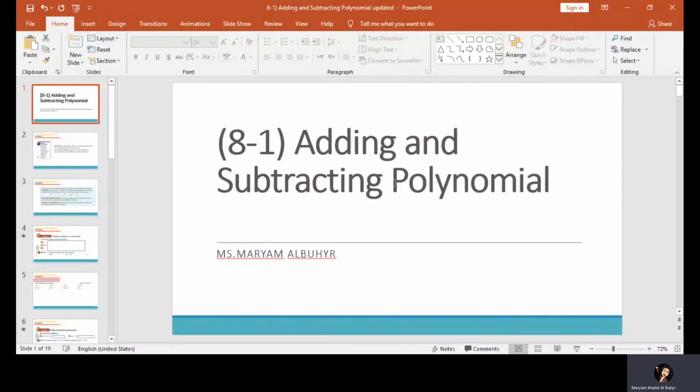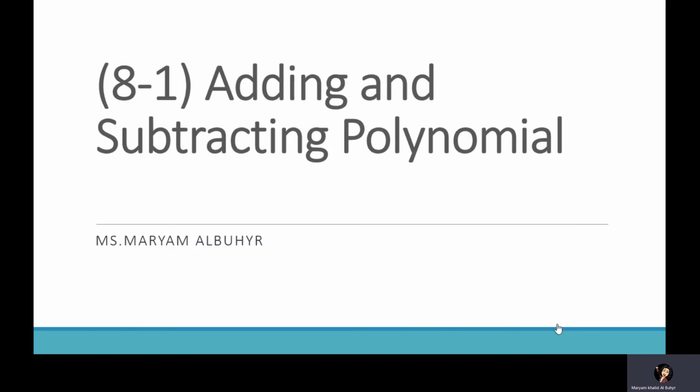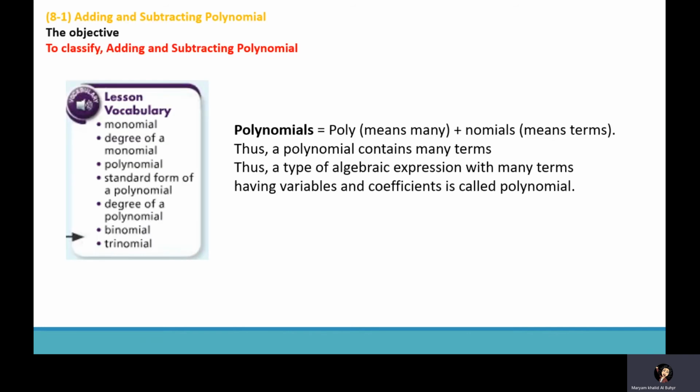Hi girls, let's start this chapter, which is a new chapter. This chapter will be talking about polynomials. So in this lesson, we are going to discuss adding and subtracting polynomials. So let's see what a polynomial is. The objective of this lesson: classify, add, and subtract polynomials.